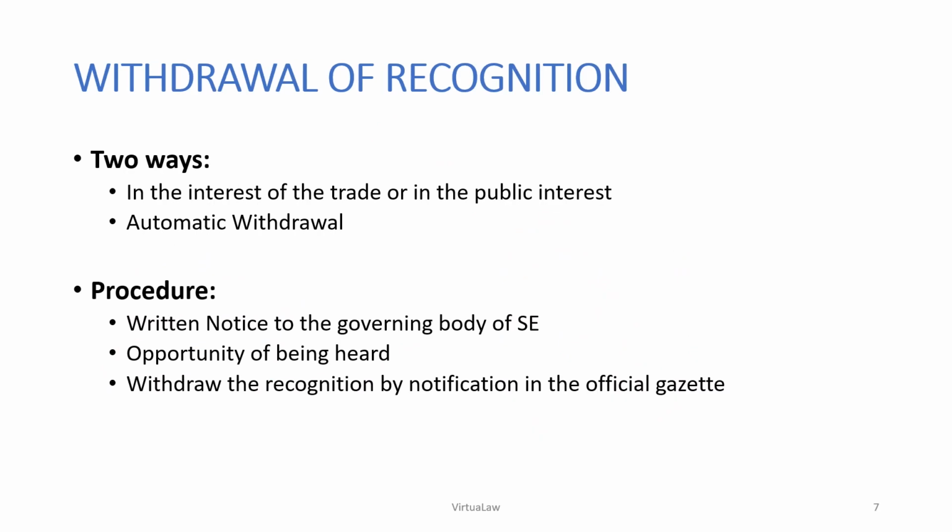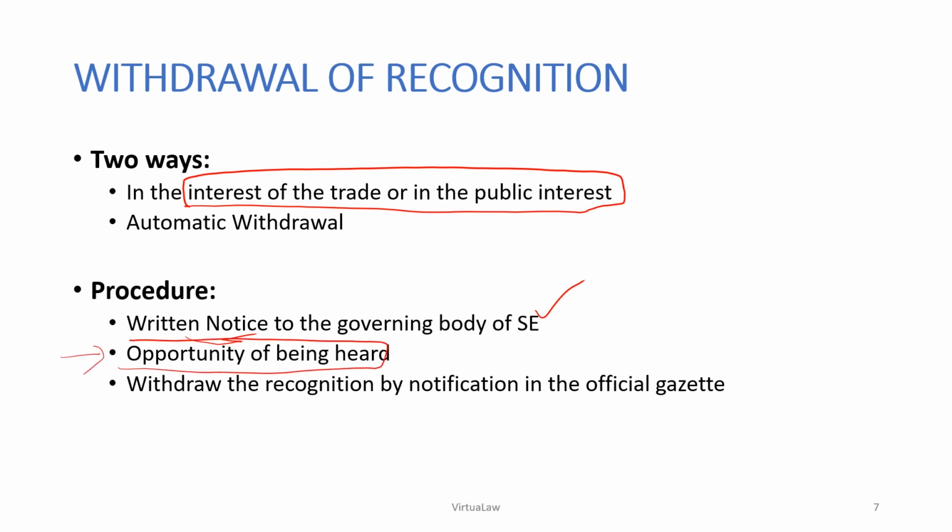Now that you understood the concept of recognition of a stock exchange, now is the time to explain the concept of withdrawal of such recognition. So once you are recognized to act as a stock exchange, it is not the end of the story. You are still being monitored by the regulator. And where the regulator thinks, boss, there is something fishy, in the interest of trade or in the public interest, I don't think this company is going ahead in this particular interest, then the regulator can, by way of a written notice to the stock exchange, demand an explanation as to why I should not withdraw the recognition given to you. Right? So basically, as a principle of natural justice, I give you an opportunity of being heard.